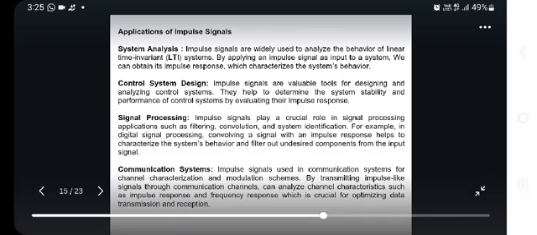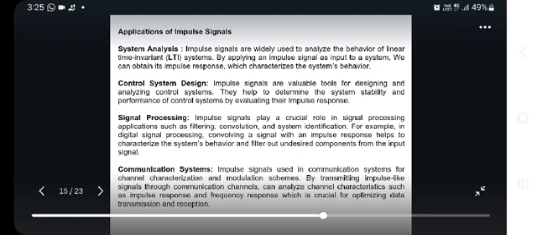Next one is signal processing. Impulse signals play a crucial role in signal processing applications such as filtering, convolution, and system identification. For example, in digital signal processing, convolving a signal with an impulse response helps to characterize the system's behavior and filter out undesired components from the input signal.